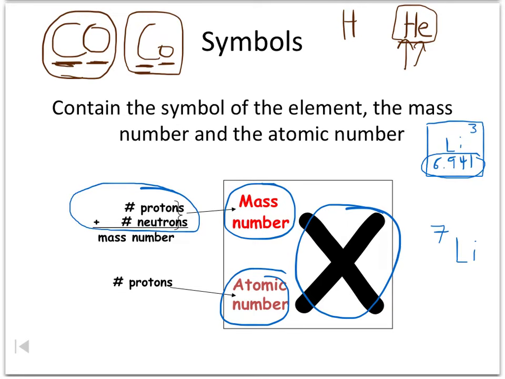And then the atomic number is the lower number. It's only stating the number of protons, and in this case the atomic number for lithium is 3. So this would be the official symbol for lithium: Li, 7 is the mass number, and 3 is the atomic number.